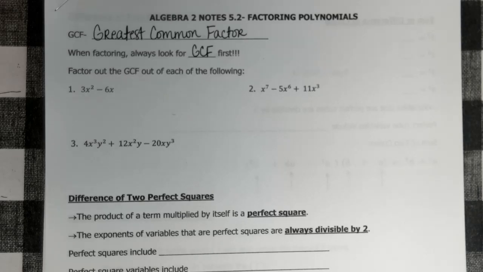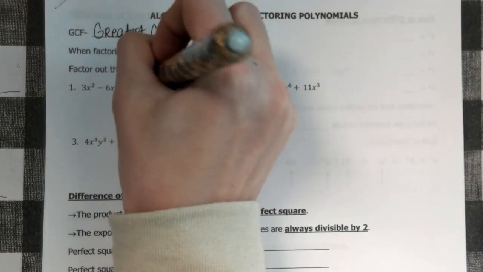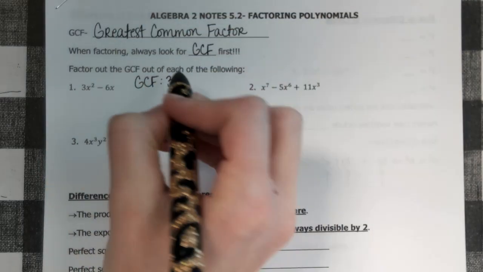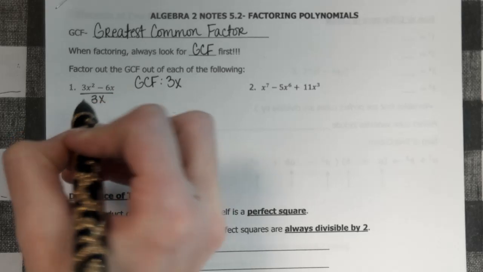All right, and then when you do take it out, remember it's your smallest exponent because you're dividing and you subtract your exponent, so you want that to be your smallest. So if I have 3x squared minus 6x, between 3 and 6, I could take out what? A 3. And then my smallest exponent is just my x. So I would divide each term by 3x.